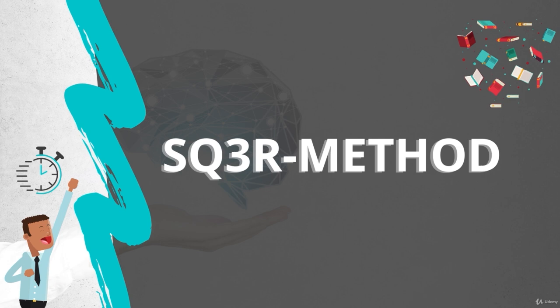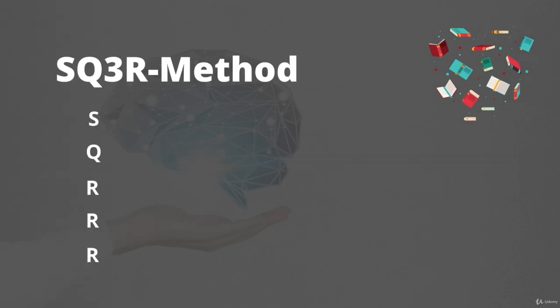The SQ3R method is one of the most used reading techniques at university, especially in English-speaking countries. But what does SQ3R stand for? Each of these letters is the initial letter of one of the actions that you take. We start with the S for survey. In this step, you try to get a first overview of the text. This is where skimming, for example, comes in. You take a look at the structure, the table of contents, the different headlines, and so on.